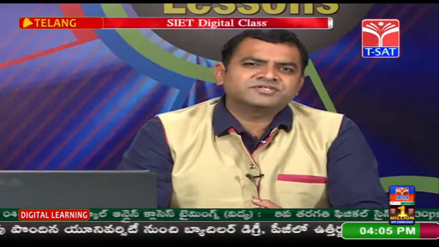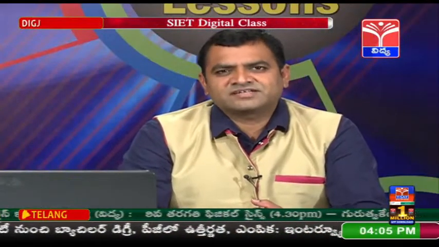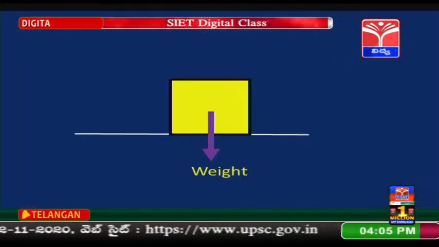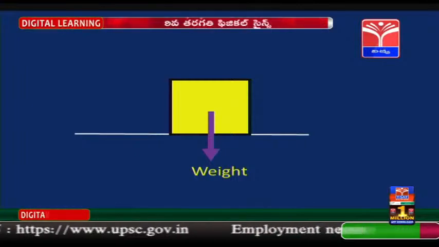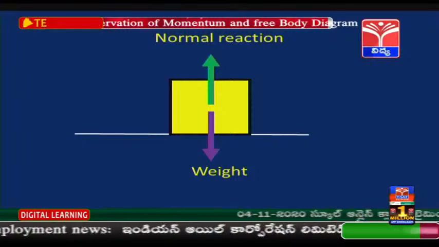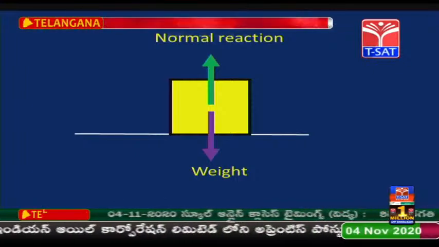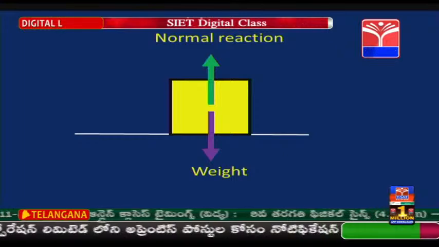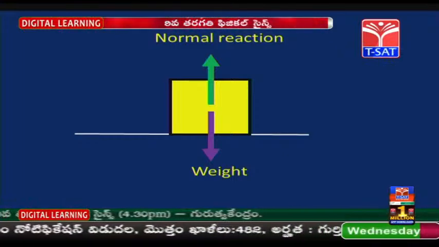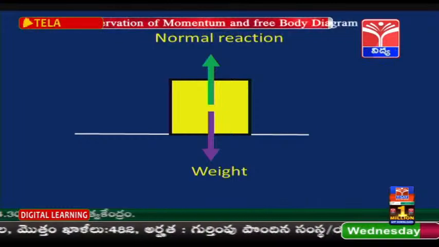Children, from Newton's third law, we have learned that every action has equal and opposite reaction. Children, let us see normal reaction in this example. Here we have an object on a table, its weight, that is the gravitational force, acts downwards. The surface will exert equal and opposite force on the object, that is upwards. This force is called normal reaction.